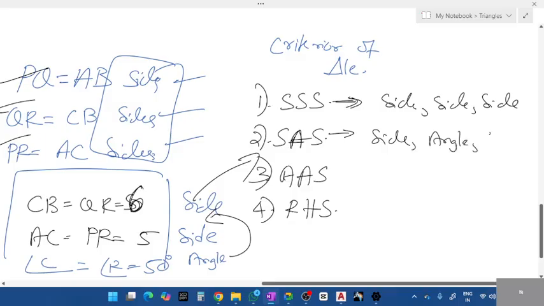Side, angle, side. For any two triangles, we have to check both the sides and one angle. The angle should be in between the sides and their values should be equal. Then they are known to be congruent. The meaning of congruent is same.